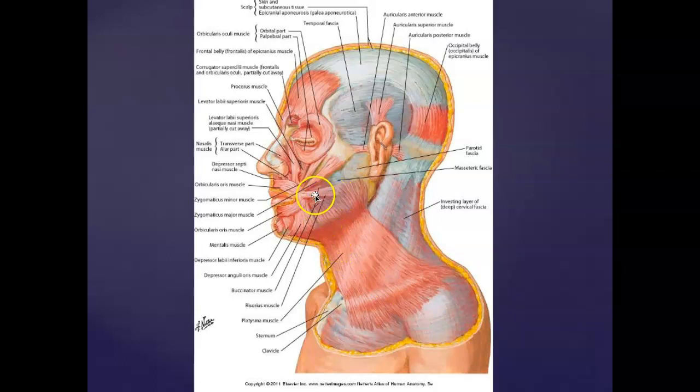Risorius is a fun one. Risorius is a unique muscle here. It has its origin on the fascia overlying the parotid gland, and then it inserts onto the tissue of the angle of the mouth. It actually has no attachment to bone. You'll see this a lot in the face, where these muscles connect into fascia and other fibers of other muscles in different planes.